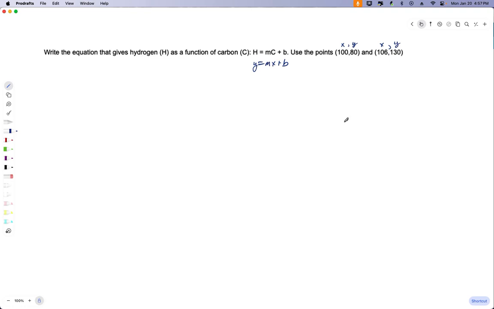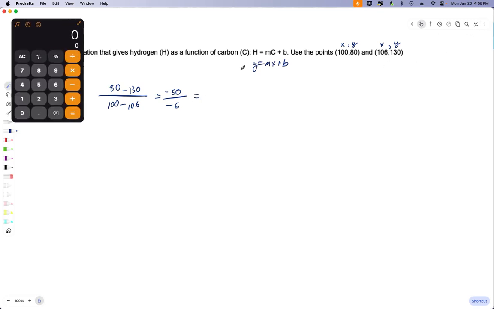I think the issue is more of a rounding thing. So your slope would have been the change in y, so 80 over 100 minus 130 over 106, right? So those are the 2 points that you had to use. This becomes a negative 50, and this becomes a negative 6. So when we divide that, 50 divided by 6, we get 8.33333.